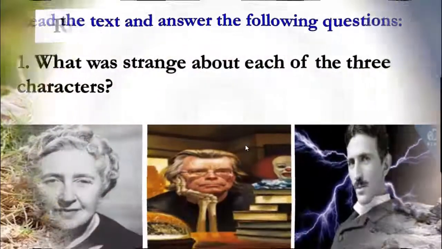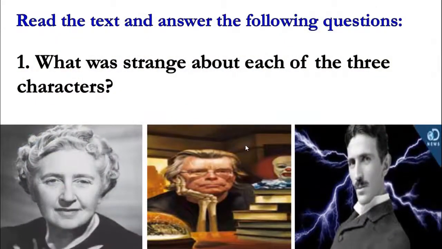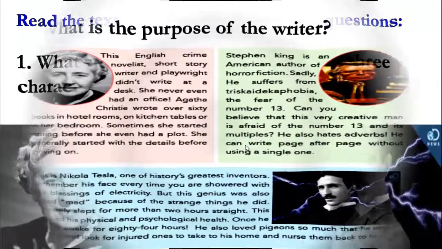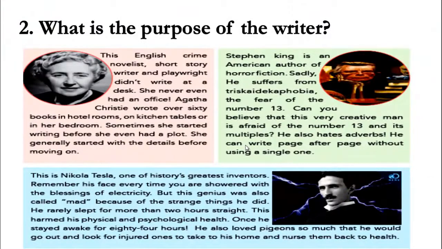Now let's come back again here. The first question, what was strange about each of the three characters? Agatha Christie, Stephen King, the second one, and Nikola Tesla, the third one. Try to write down in the comments. Look at them again.